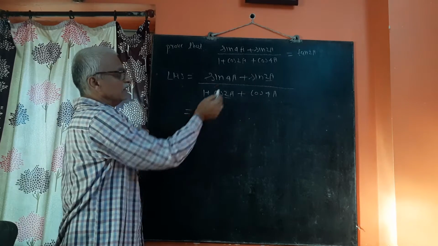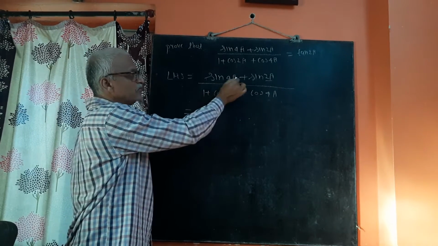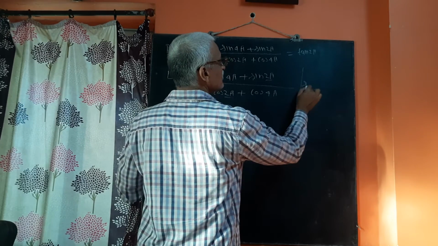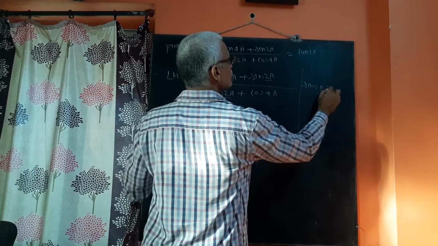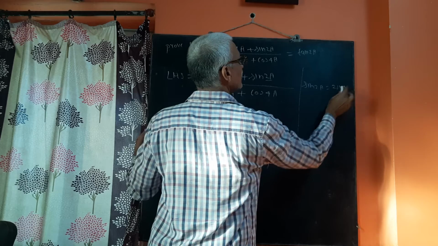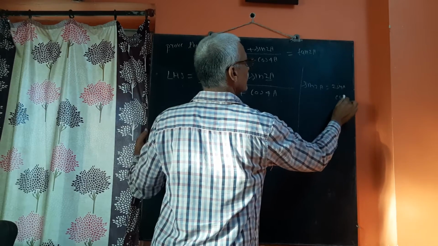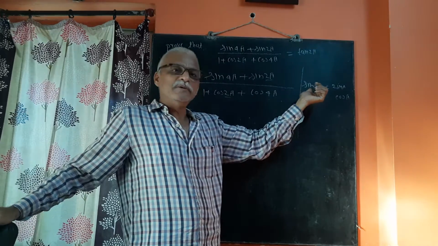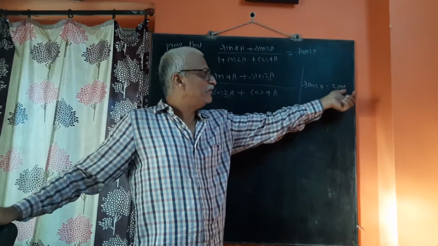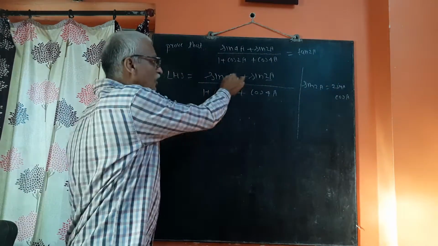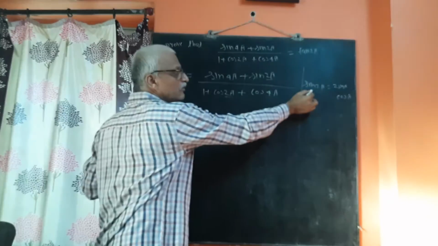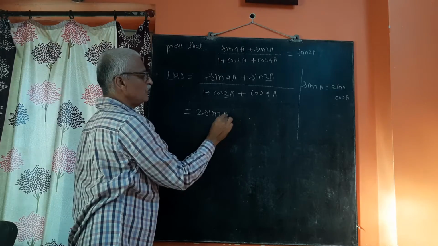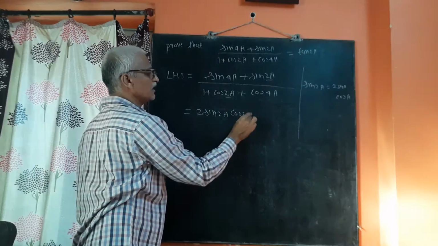So write down the formula for sin 4a. We have written sin 2a equals 2 sin a into cos a. That is the multiple angle formula. 2a becomes a, and here 4a, so according to this formula, sin 4a can be written as 2 sin 2a into cos 2a.